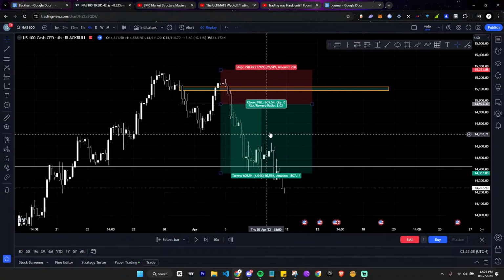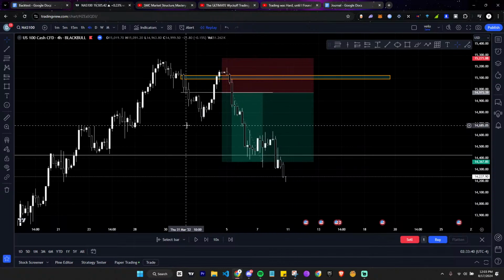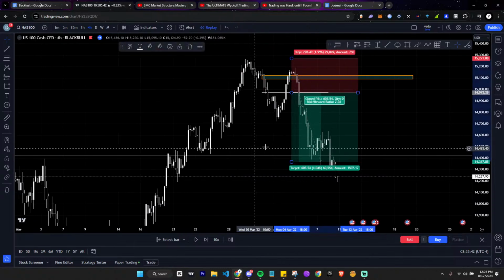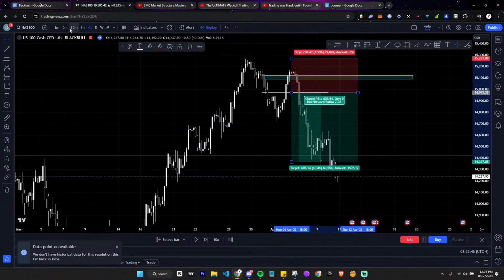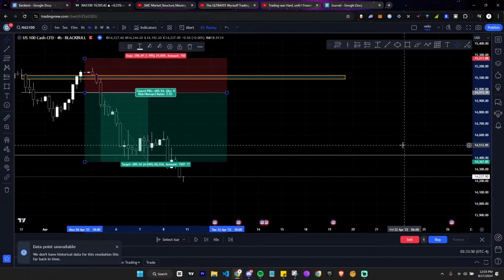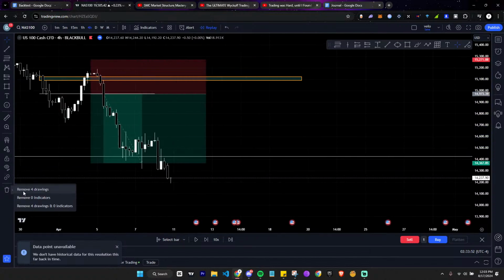Because we don't close to this range. This was the candle before. That's okay. It's the same risk reward even on what's this? Okay, we don't have that historical data. That's alright.